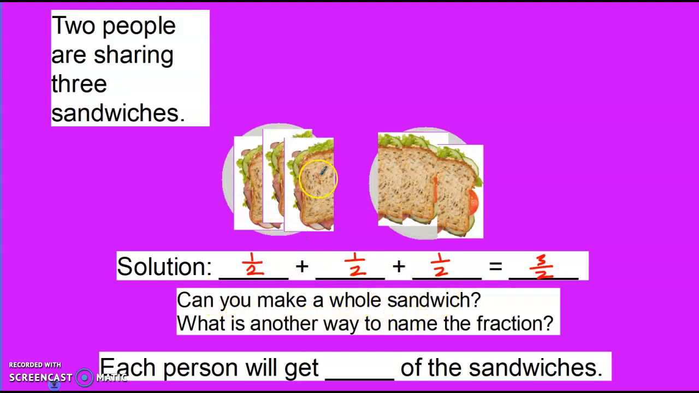Well, how many pieces would make 1 whole? Because your denominator is 2, so 2 pieces will make 1 whole sandwich. So in this case, we're going to name it another way. 1, 2. These 2 pieces, I'm going to circle because that makes 1 sandwich. And I have 1 left. And therefore, another way to say 3/2 is 1 whole and 1/2 of the sandwich. Each person will get 1 and 1/2 of the sandwiches.